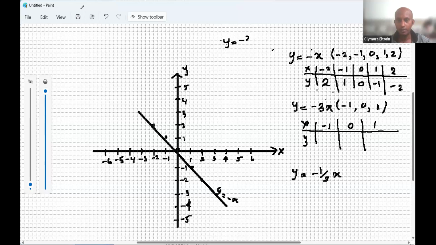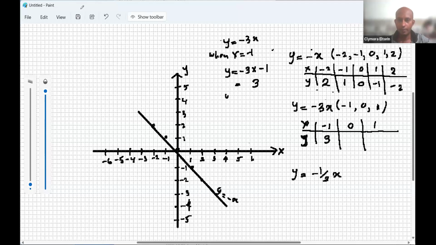y equals minus 3x. Now substitute when x becomes minus 1. Let's see what the value is. y equals minus 3 times the x value, minus 1. 3 into 1 is 3. Minus into minus is plus. So the answer is plus 3. Here's the y.